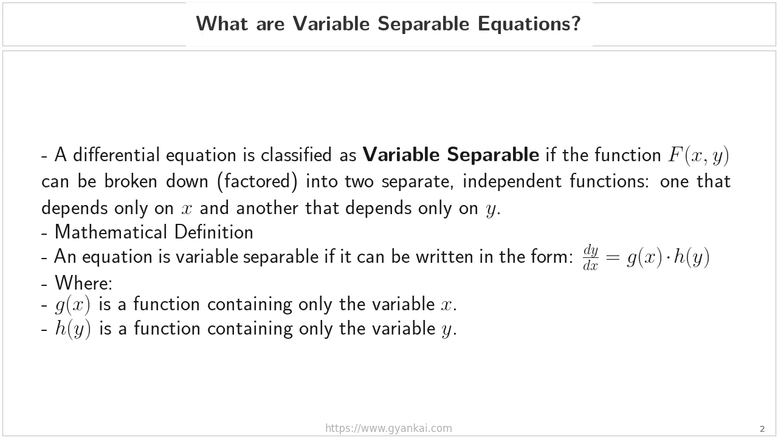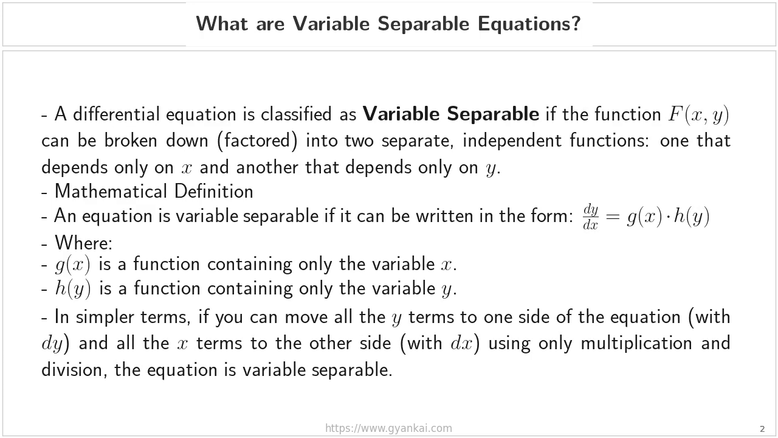In this expression, g of x is a function containing only the variable x, and h of y is a function containing only the variable y. There is no mixing of variables within these two individual functions. If that notation feels a bit abstract, let me explain it in simpler terms. If you are looking at an equation and you realize that you can move all the y terms to one side of the equals sign, pairing them with the dy, and move all the x terms to the other side, pairing them with the dx, using only multiplication and division, then you have a variable separable equation.